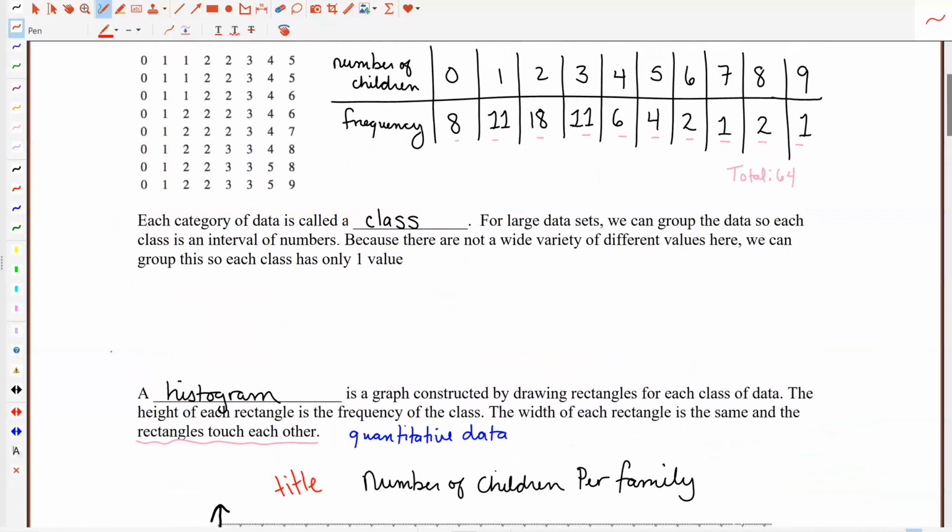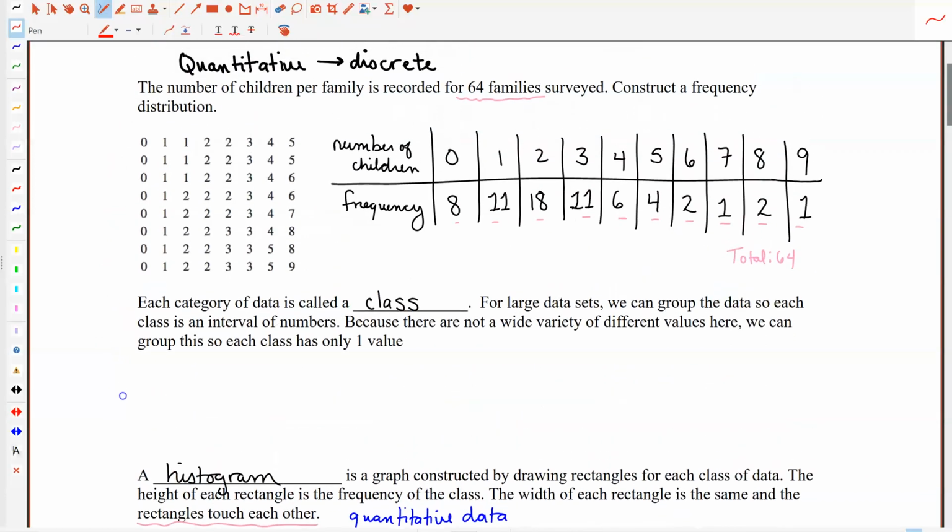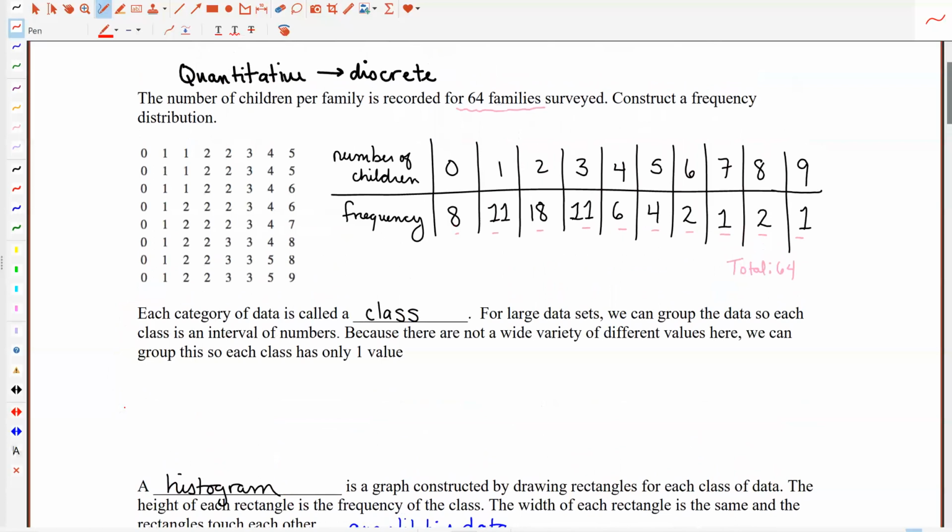But what if we had lots and lots of different values? Or what if the data wasn't discrete, which means it could be counted, but it was continuous, which means we had to measure it? How does that affect the frequency distribution and the histogram? We will explore that next.